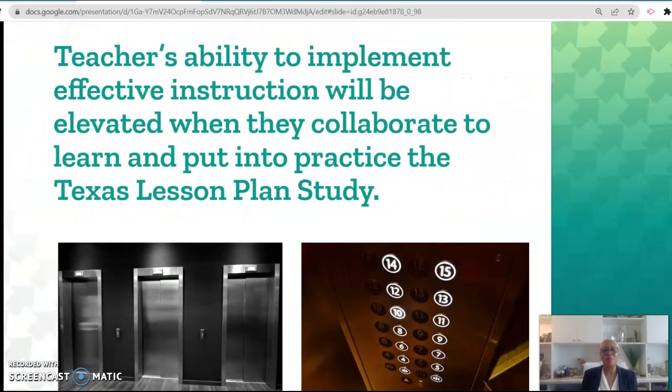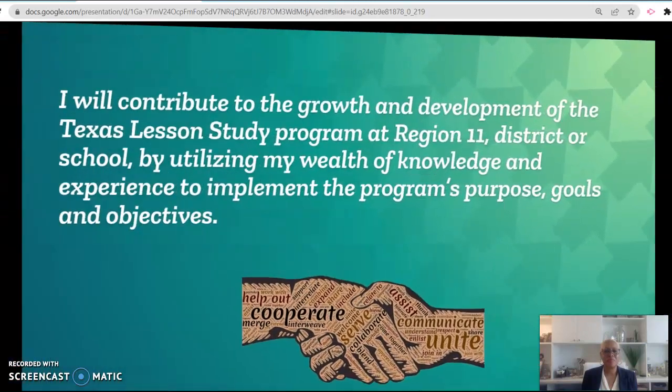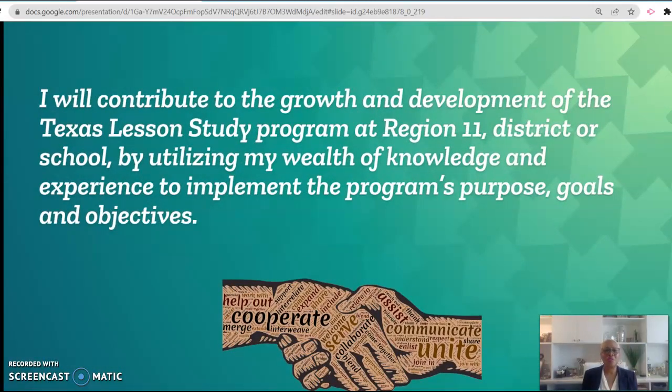Teachers' ability to implement effective instruction will be elevated when they collaborate to learn and put into practice the Texas Lesson Study. I will contribute to the growth and development of the Texas Lesson Study program at Region 11 district or school by utilizing my wealth of knowledge and experience to implement the program's purpose, goals, and objectives.